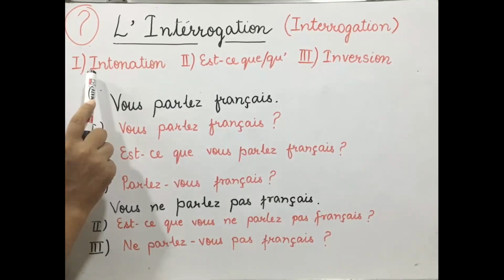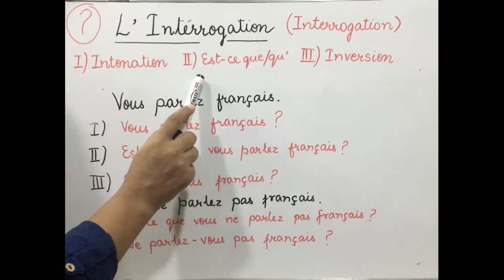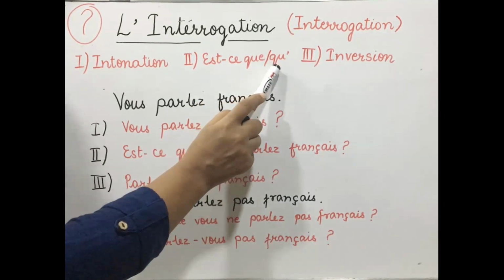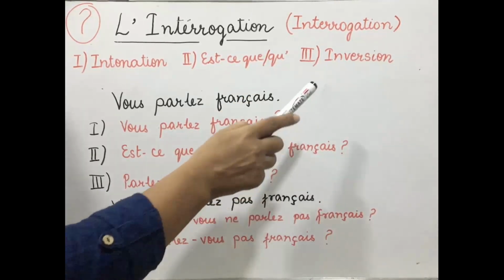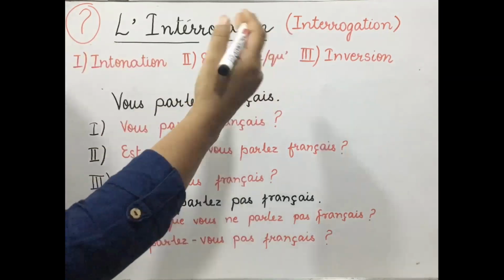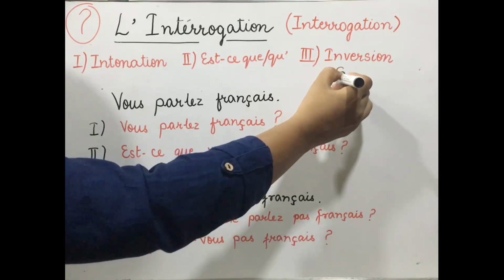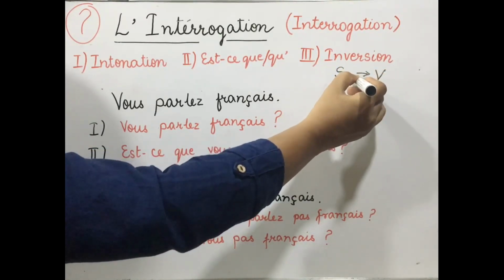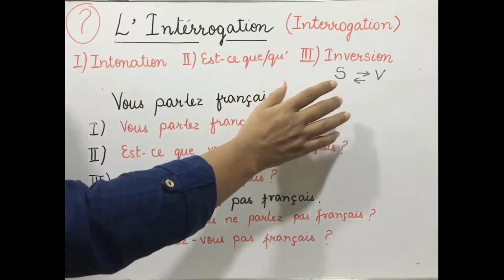So there are three ways of making a sentence into a question form, and the first way is intonation. The second is que. You have to add que, or qu' if the following word starts with a vowel. I'll explain more here. And the third way is making it an inversion form. So what is inversion form? What do we need to invert? Invert means you have to exchange the places. So what has to be inverted? Here the subject and the verb have to be inverted. The subject will go to the verb's place and the verb will go to the subject's place, and this way we will make a sentence into a question form.